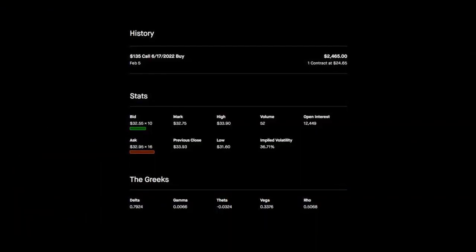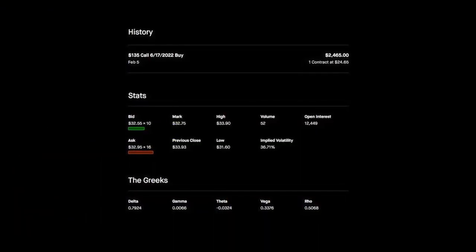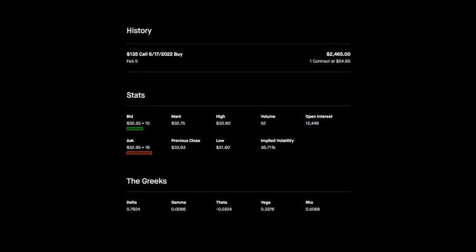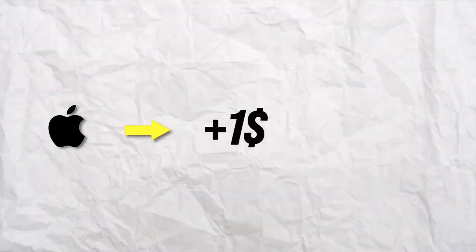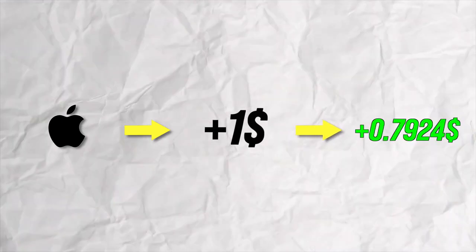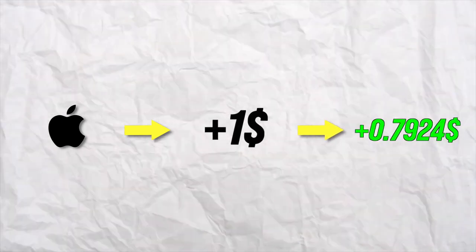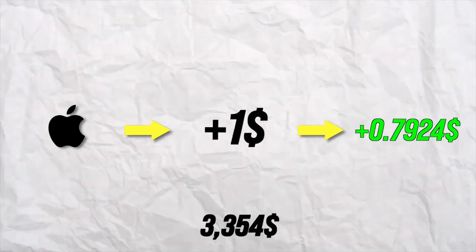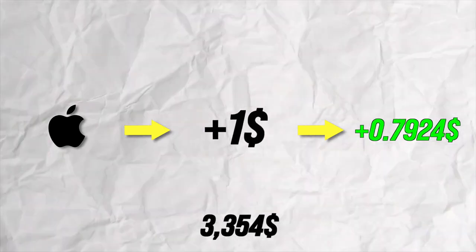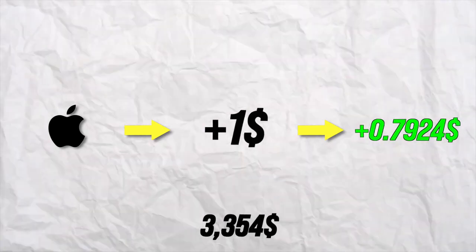The current value of my option is $32.75. Because one contract always handles 100 shares, that means my contract is worth $3,275. If Apple's share price increases by $1, my contract would increase by 0.7924 to $33.54 or $3,354, which is an increase of exactly $79.